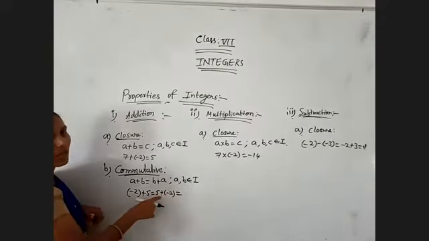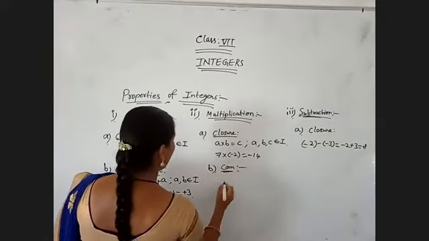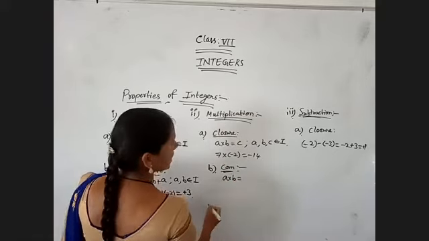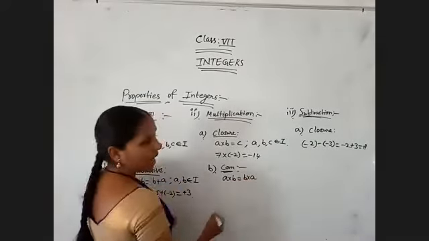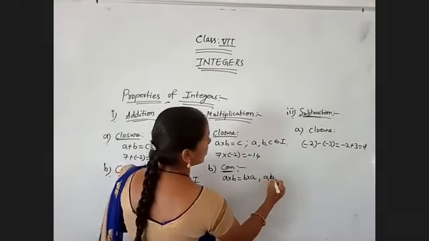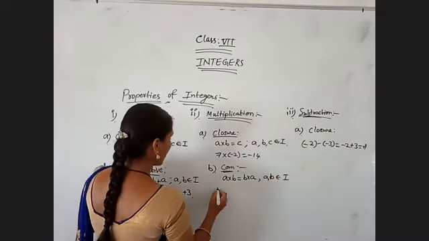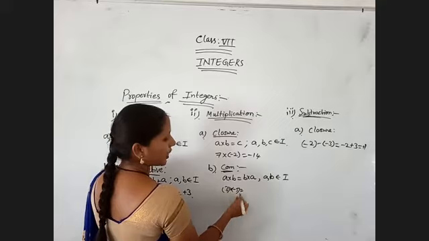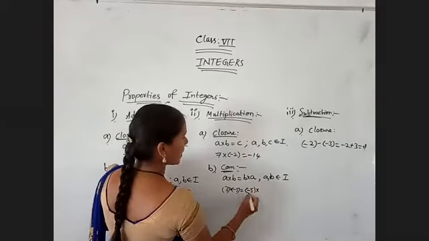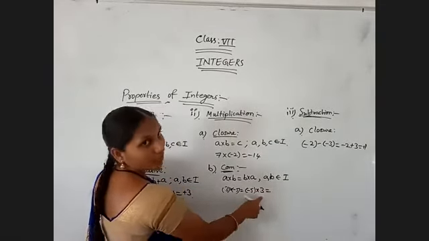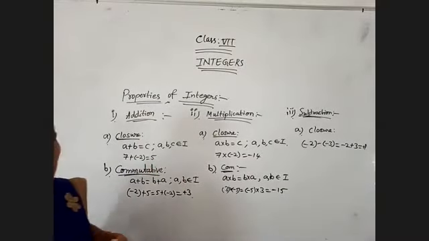And coming to the next one, commutative property under multiplication. Instead of addition, we need to perform multiplication by changing the order of the two numbers. So a into b is equal to b into a, and a and b both belong to integers. Now check with an example: 3 into minus 5 is equal to minus 15. And I am writing minus 5 in the first place and 3 in the next place, which is also minus 15. In both these cases we are getting the same result. So it is also satisfied.